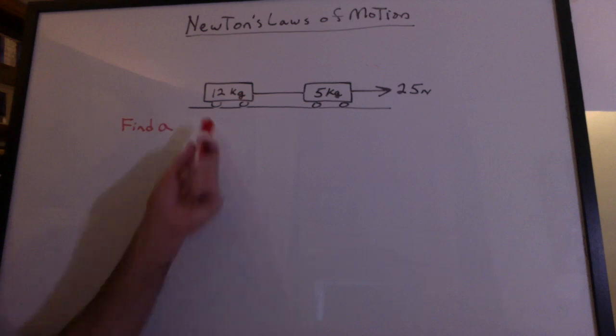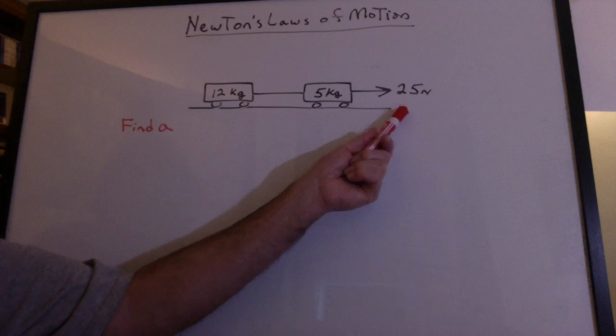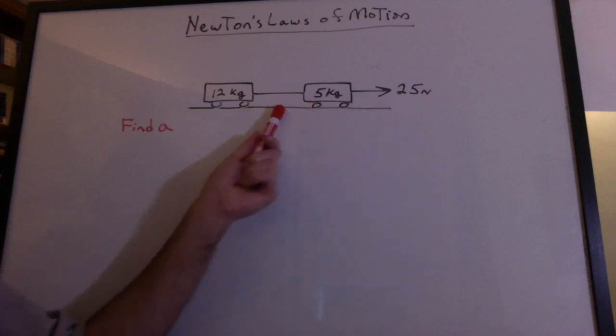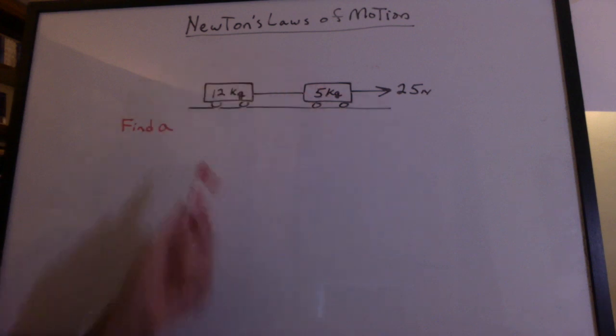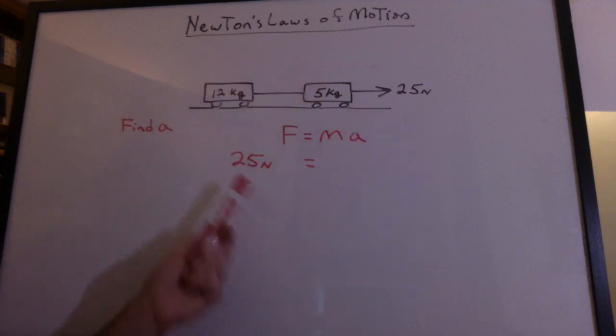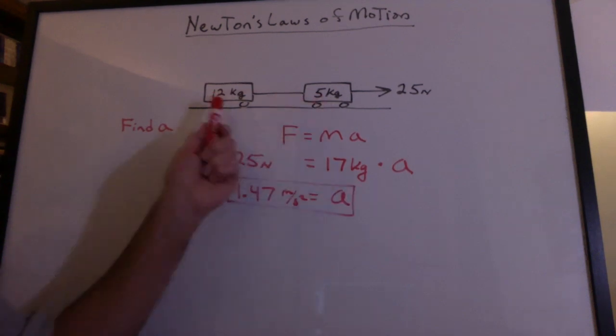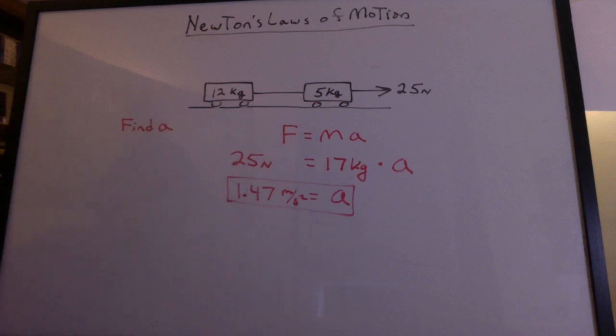Now imagine we have two carts and they're frictionless. We're going to pull this one with 25 newtons and they're attached by a string. Can you figure out the acceleration of this system? Start with F equals ma. We'll consider both carts to be the system. The force outside is 25 newtons. The mass of the system is 17 kilograms. We'll solve for a, and we get 1.47 meters per second squared. Both carts have that same acceleration.